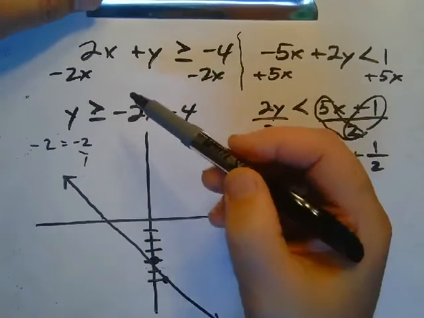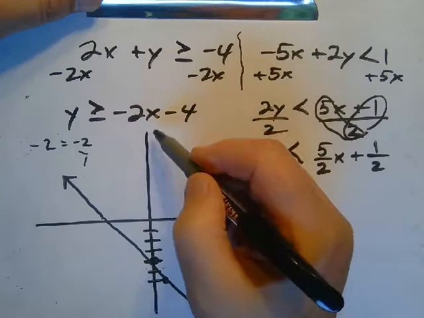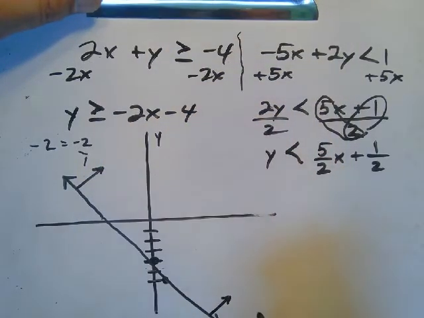Now I have to indicate the shading. Well, I want y greater than. Where are all the y values greater than the line? Well, they're above it, right up here. Okay. All right, let's look at the other one.